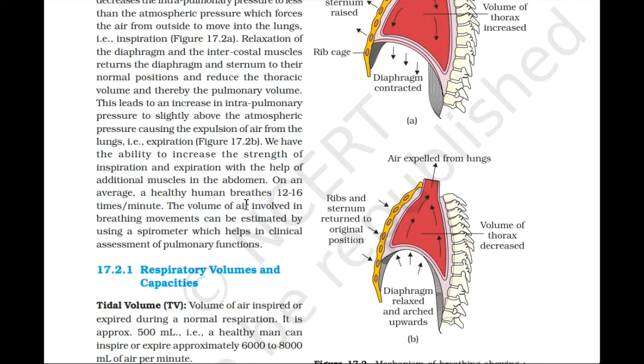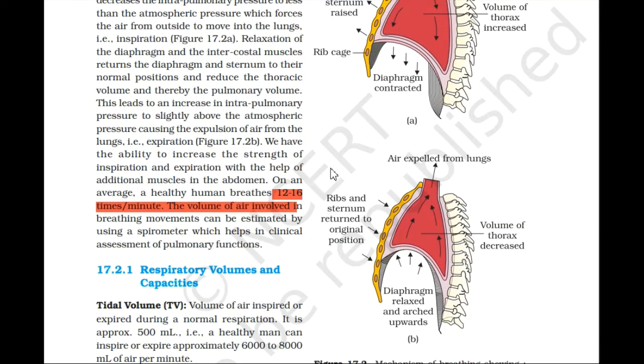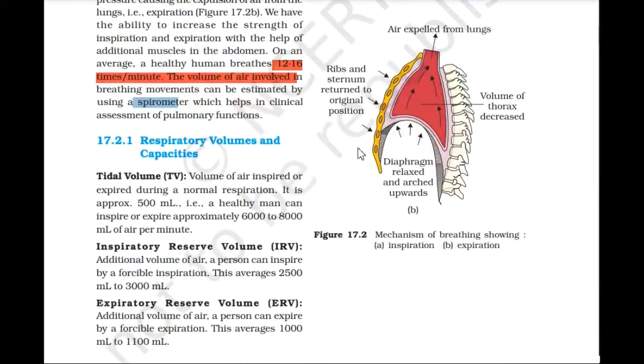On an average, a healthy human breathes 12 to 16 times per minute. This number you have to remember, that a healthy human can breathe 12 to 16 times per minute. The volume of air involved in breathing movements can be estimated by using a spirometer. So, for measuring the volume of breathing, the spirometer is used, which helps in clinical assessment of pulmonary function.